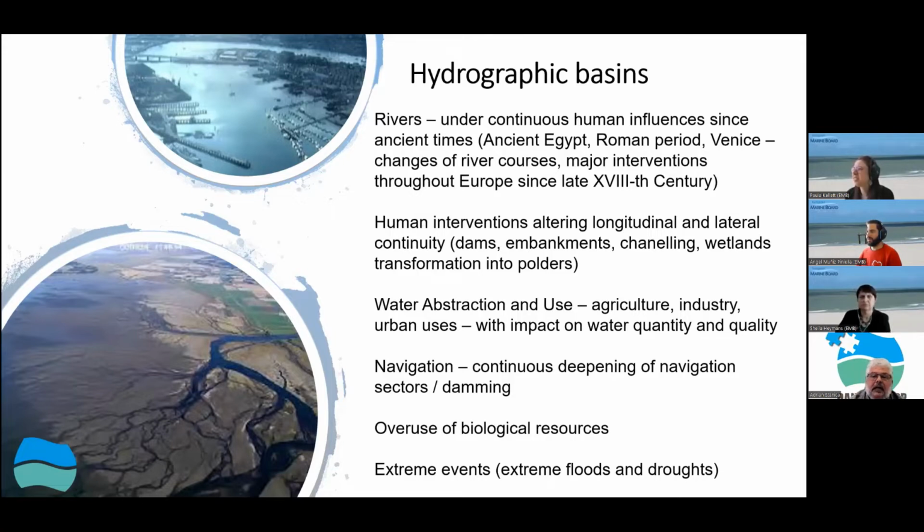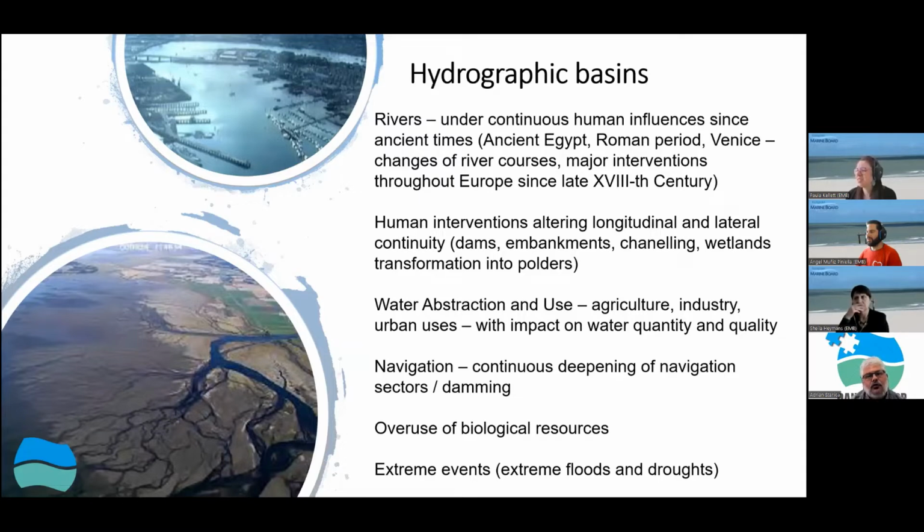Grouping them into interventions that alter longitudinal and lateral continuity, from the series of dams, embankments, channeling, poldering, wetlands, to all the ways humans have made use of water resources by abstraction and use in all sorts of human activities, from agriculture, industry, and urban uses, with a major impact on quantity and quality.